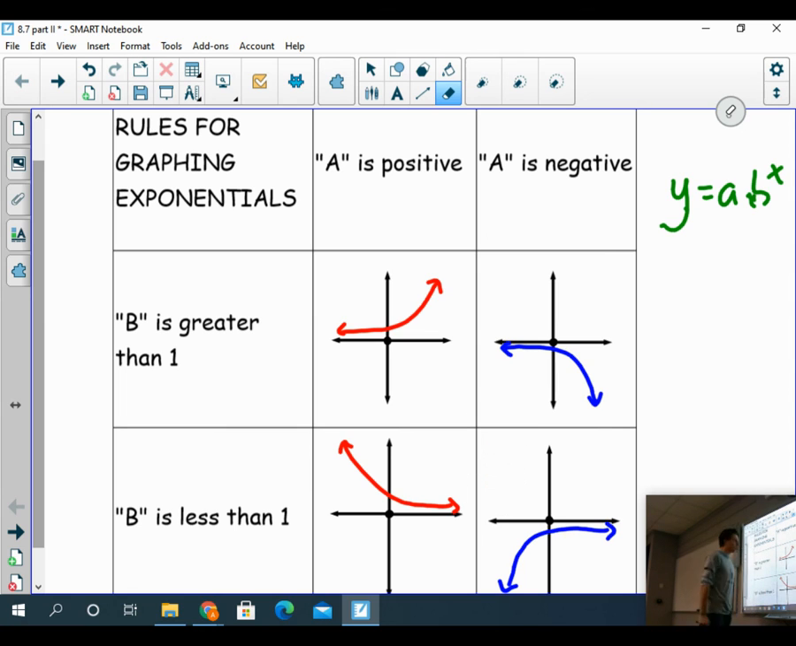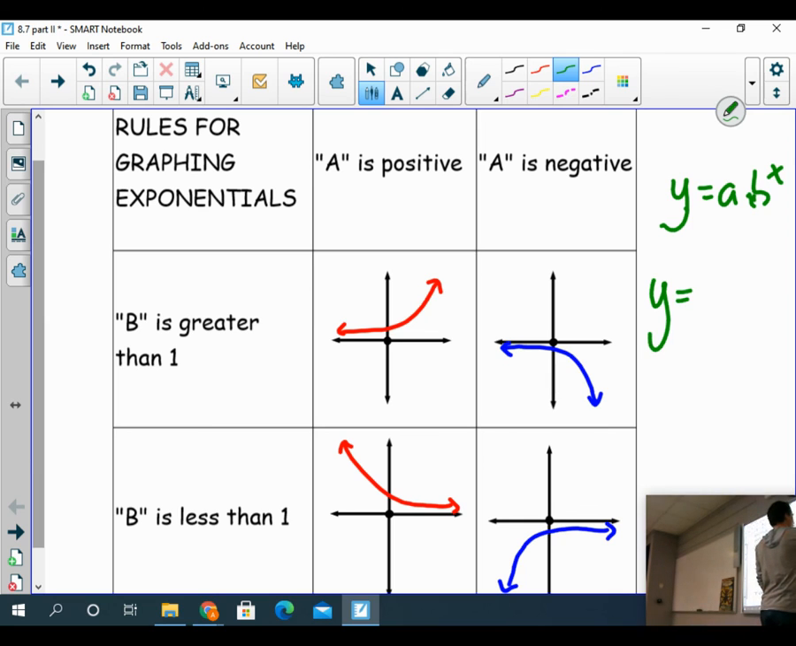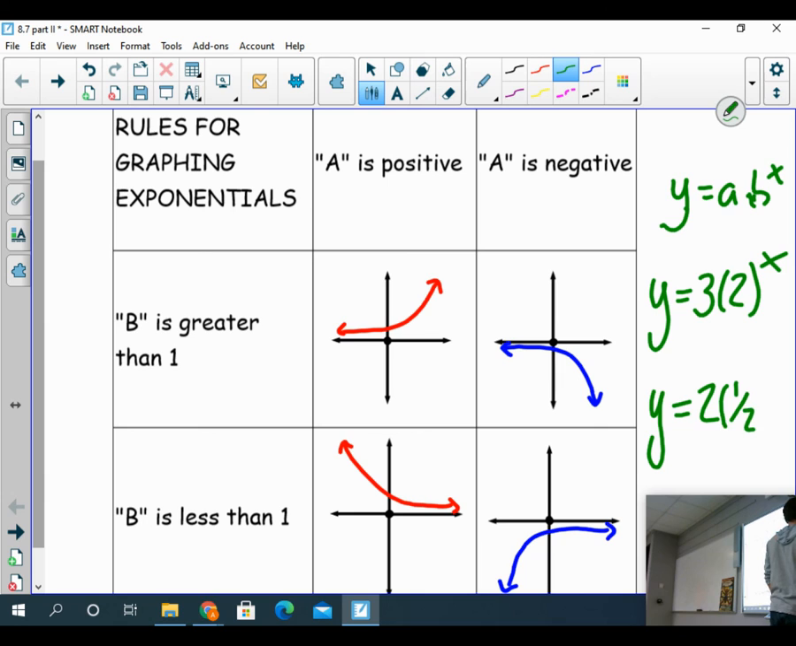Now, your graphs might look a little different than the curves I have drawn here. But the point of this chart is a check sheet. It's to help you figure out, did I graph it right? To check your work, look at the two exponential functions we just graphed. The second one we did was y equals 3 times 2 to the x. The first one we did was y equals 2 times 1/2 to the x. Look at the graphs and see if they match what the chart tells us they should.